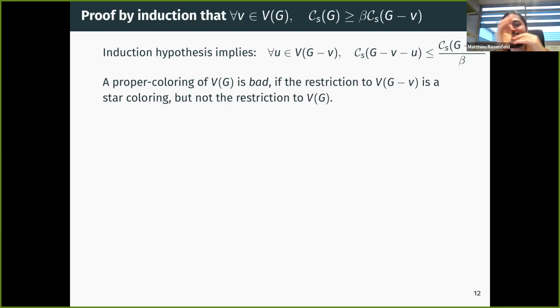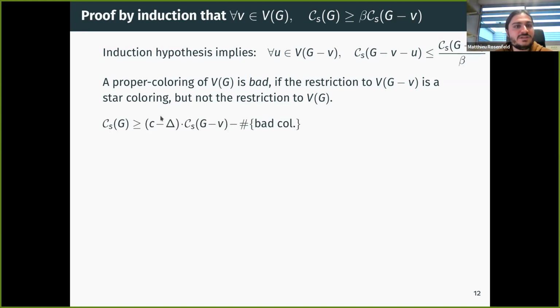Again, what I want to do is look at the star coloring of G minus V, and look at what happens when I choose the color for V. I'm going to do it slightly differently. I choose the color for V in such a way that my coloring remains proper. That's the only thing I say. Now, two things can happen. Either this is a star coloring or it's not a star coloring, right?